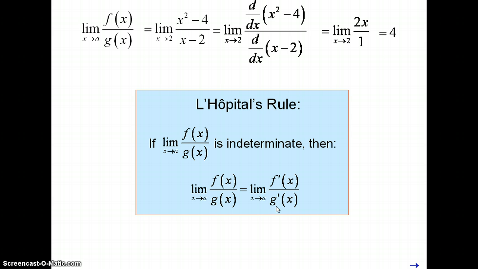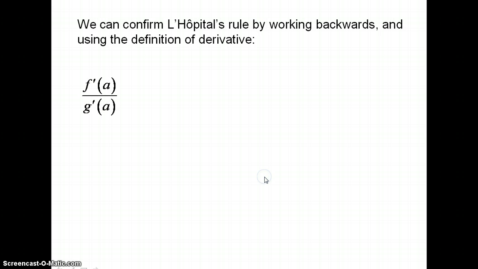Okay, so look at this very carefully, and this really should read, if the limit as x approaches a of this quotient of two functions is 0 over 0 or infinity over infinity, then you can use L'Hopital's rule, okay? So just because it's indeterminate doesn't mean you get to use it right away.